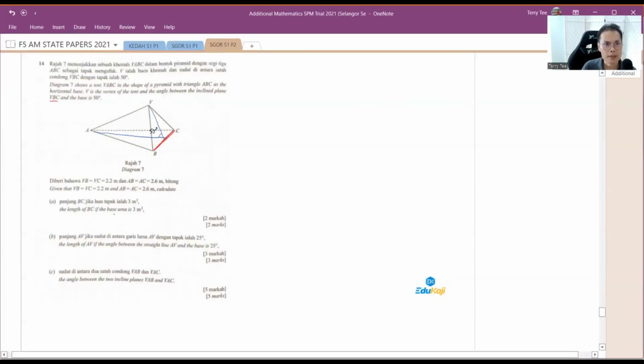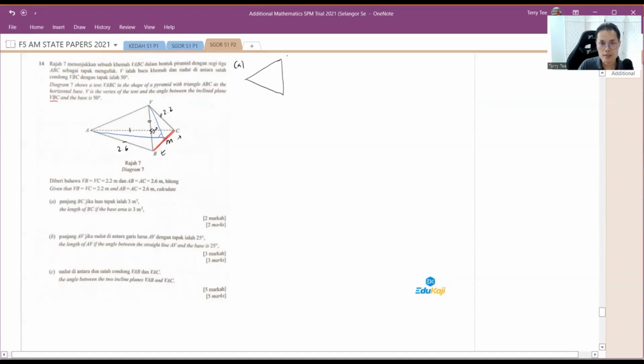Okay, what else do you have? They say that the length of VB is 2.2, VC is 2.2. These two are isosceles. The base AB is 2.6, AC is 2.6. Let's call this M. And the first part, I'm finding the length of BC. So I'm going to draw for the first part. This is a very long question. I'll try to squeeze everything inside if I can. Okay, so the base is this.